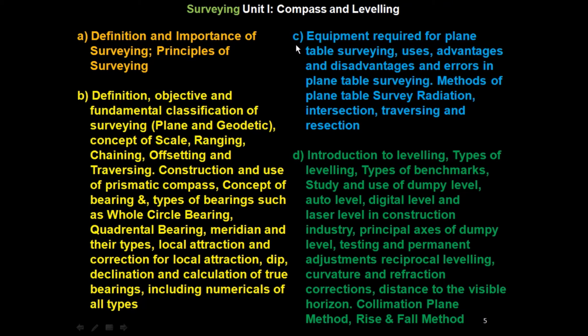Part C includes equipment required for plane table surveying, uses, advantages and disadvantages and errors in plane table surveying, methods of plane table survey: radiation, intersection, traversing and resection. Part D includes introduction to leveling, types of benchmark, study and use of dumpy level, auto level, digital level and laser level in construction industry, principal axes of dumpy level, testing and permanent adjustment, reciprocal leveling, curvature and refraction corrections, distance to the visible horizon, collimation plane method, rise and fall method.